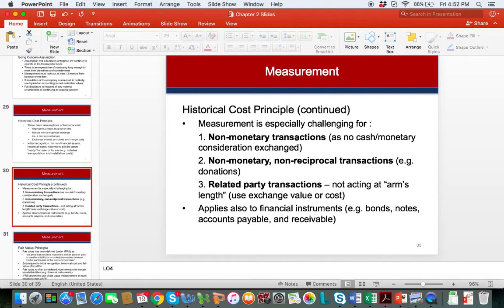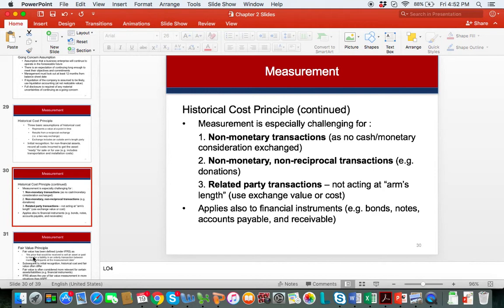Related party transactions, so not acting at arm's length, so using an exchange value or a cost. So if it's a parent company and a subsidiary, how that asset is changing hands within the group of companies. It also applies to financial instruments, like bonds, notes, accounts payable, and accounts receivable, not just to physical assets.